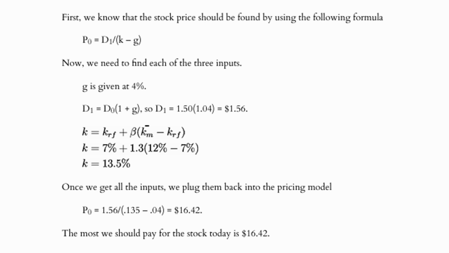So using the CAPM, we get 13.5%. So 1.56 over 0.135 minus 0.04 is 16.42. That's what you should pay.